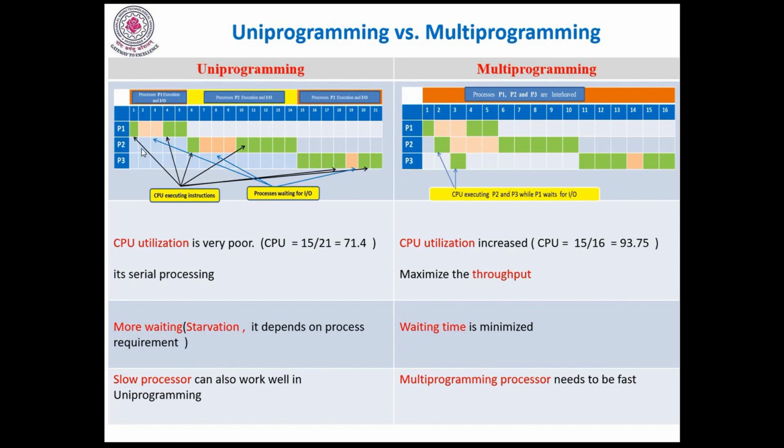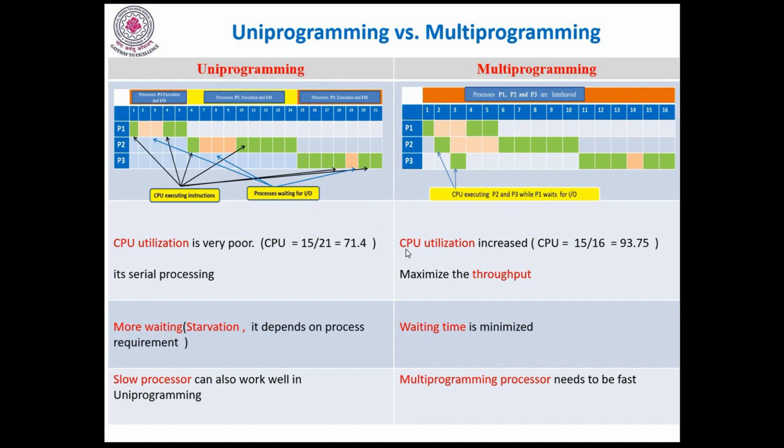In the serial processing or in the uniprogramming, you see how much the CPU is idle. Here is idle, so total 2. Here is idle, here is idle, 2 plus 3, 5 plus 1. So the total CPU idle time is 6 milliseconds. So how much time has it taken for completion of all the processes? 21. 21 minus 6, that means 15. 15 by 21 is equal to 71.4. CPU utilization is 71.4 for this example.